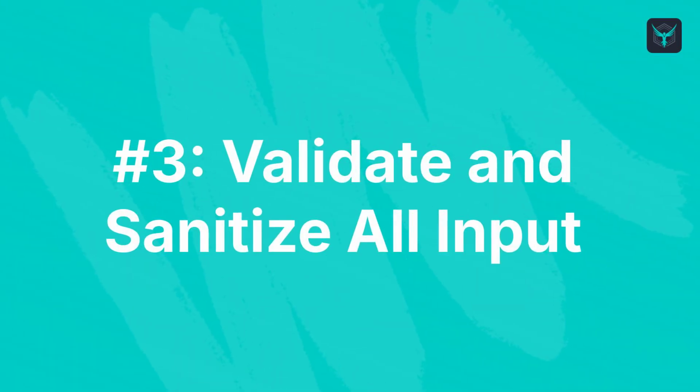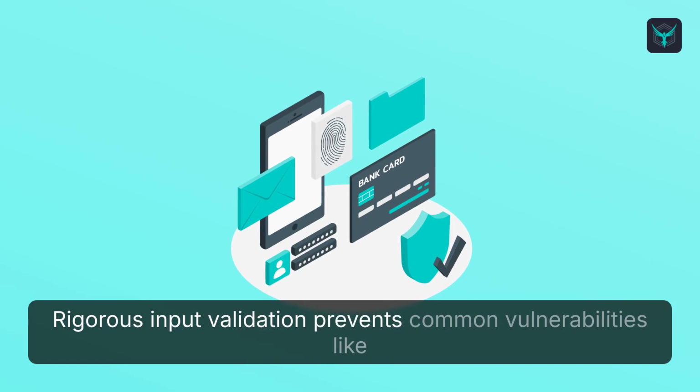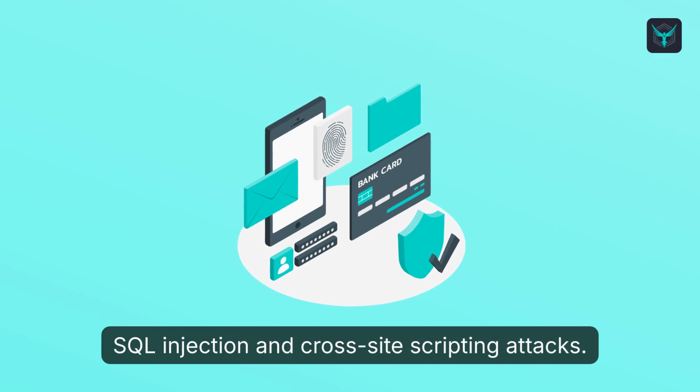Number 3. Validate and sanitize all input. Never trust data coming into your REST API. Rigorous input validation prevents common vulnerabilities like SQL injection and cross-site scripting attacks.